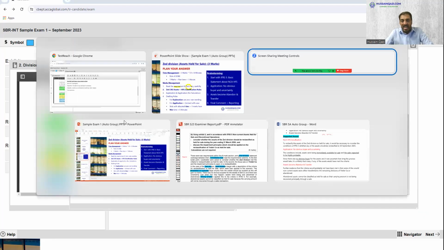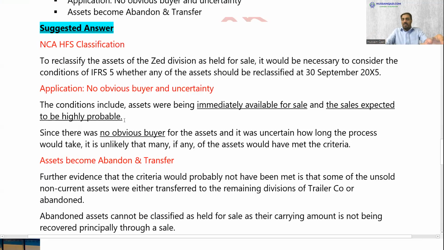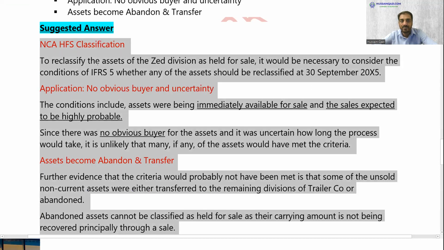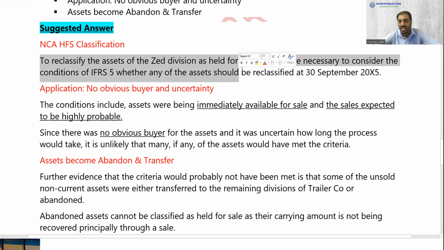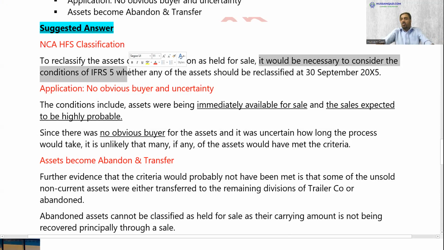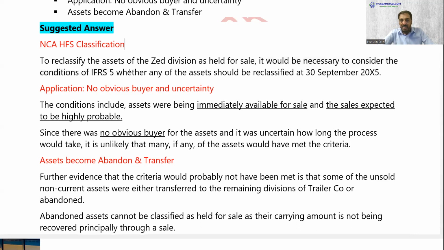So candidates, now it's time to refer to your suggested answer. For your convenience, I have made the solution. Don't worry, that will be available to all of you. To reclassify asset Z division as held for sale, it would be necessary to consider the conditions of IFRS 5, whether any of the assets should be reclassified at the reporting date, with a very basic statement.